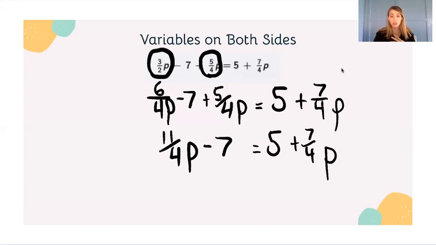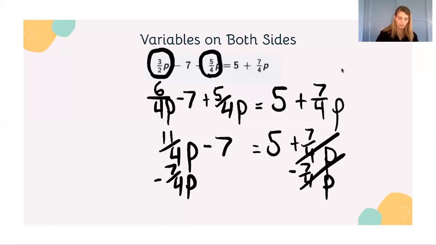So I'm going to start with my numbers with the p following it. So I have 11 over 4p and 7 over 4p. And I'm always going to think, what's going to make my life easier? Is it going to make my life easier to subtract 11 over 4p from both sides, or to subtract 7 over 4p from both sides? I don't like dealing with the negatives. So I'm going to go ahead and subtract 7 over 4p from both sides.